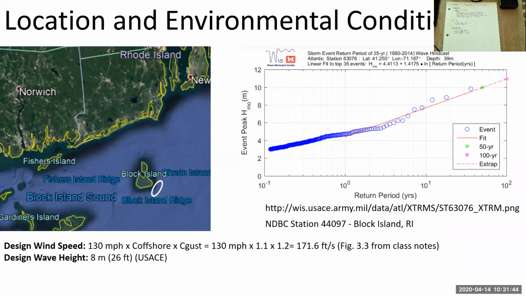Slide 2, we're looking at location and environmental information. For the design wind speed, I just consulted figure 3.3 from the class notes, the figure of the United States that shows offshore wind speeds. I multiplied that by a gust factor of 1.2 and an offshore amplification factor of 1.1 to get my expected wind speed.